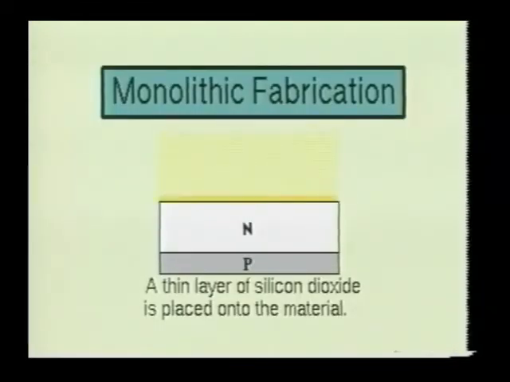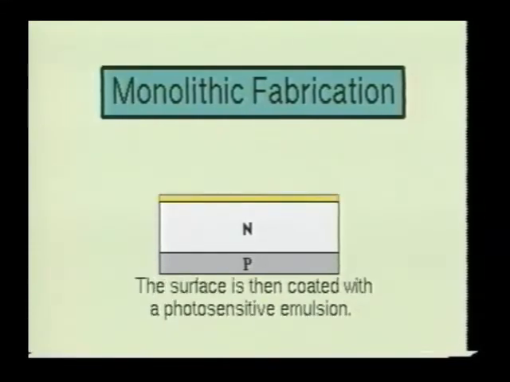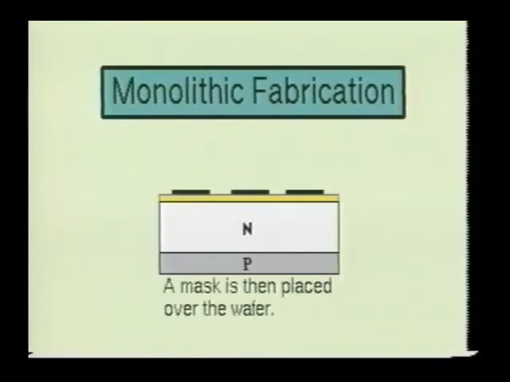After the wafer is placed into the heated oven, oxygen is induced into the oven chamber and a thin coating of silicon dioxide is formed on the wafer. The silicon dioxide acts as an insulator. The surface of the wafer is then coated with a photosensitive emulsion. Next, a mask is placed over the wafer.